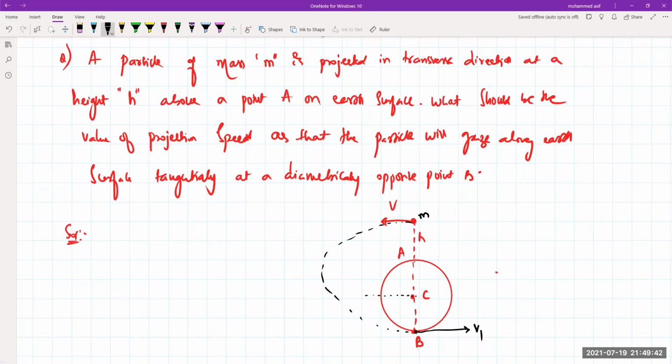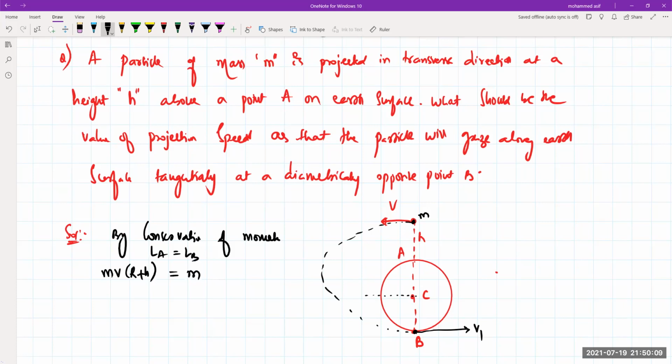When it is right now here, what is the momentum? When it is somewhere here, what is the momentum? By conservation of momentum with respect to center beta, what is the distance from center beta for the first one? Angular momentum is m into v into perpendicular distance, which becomes R plus h. Angular momentum at A must be equal to angular momentum at B.